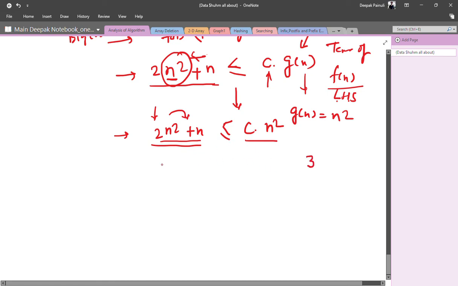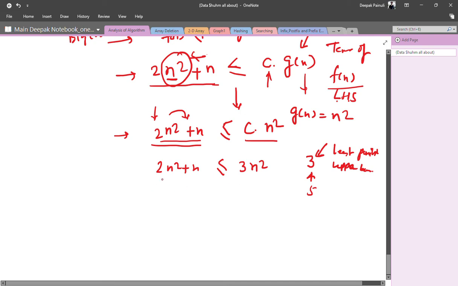Now check for 3. If 2n square plus n should be less than or equal to 3n square, there is a possibility that this will hold true. Now this is the least one. We can take 4 also, we can take 5 also. For those it will satisfy the equation, but we will consider only 3, because this is the least possible upper bound we have with us. For less than 3 it will not work, right?